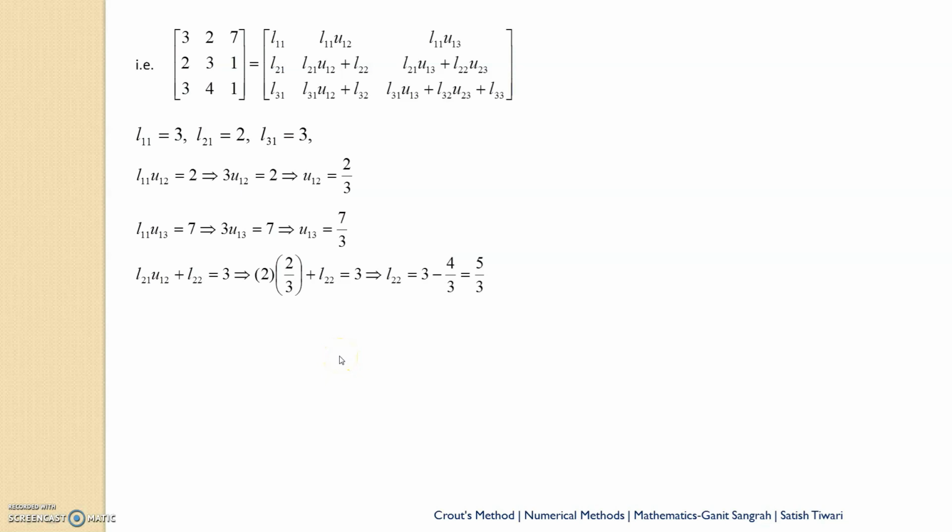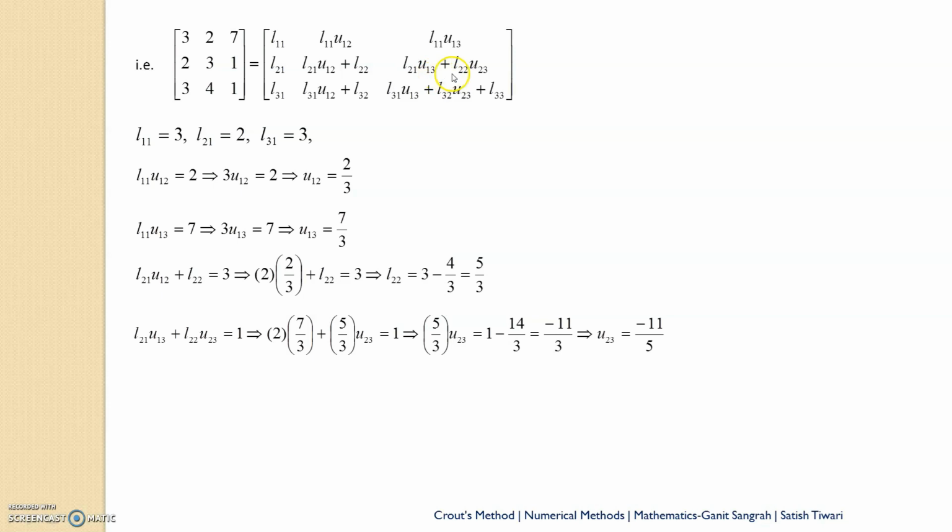Just addition and subtraction. Now equating this element here, L21 U13 plus L22 U23, with this 1. We will get this equation and we know the values of L21, U13 and L22. Substitute here and just compute. Okay. So we will get the value of U23 as minus 11 by 5. Now we will equate this element with the 4. So we will have the calculations here.